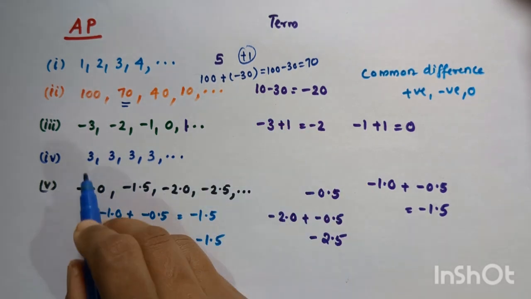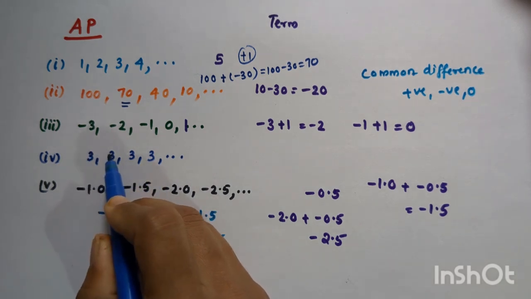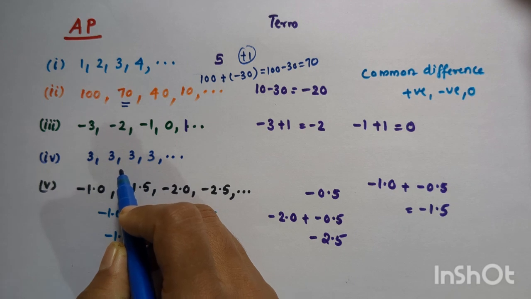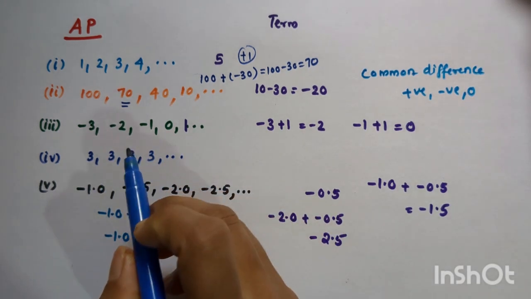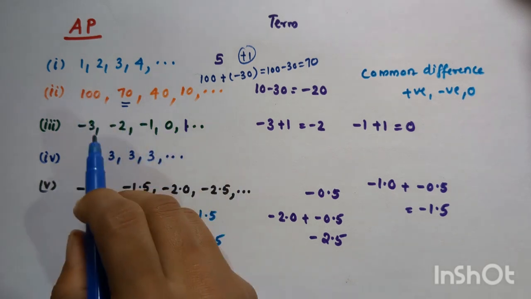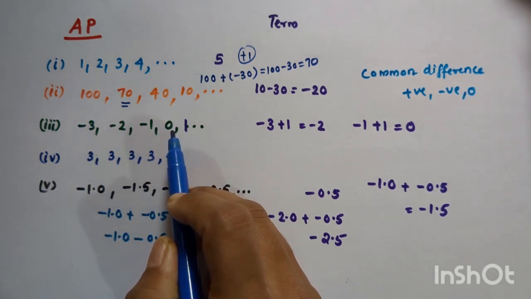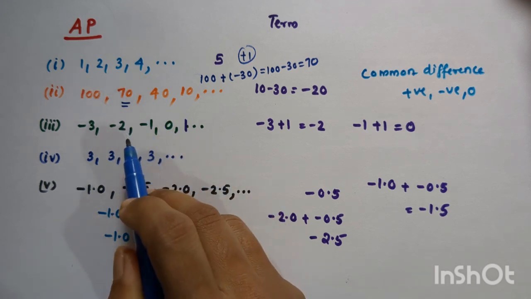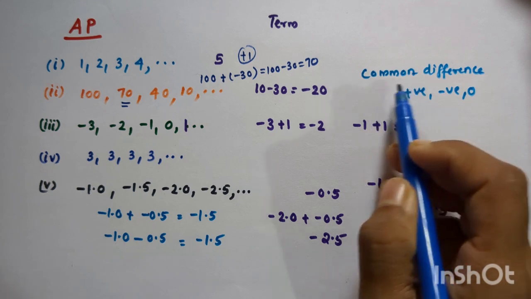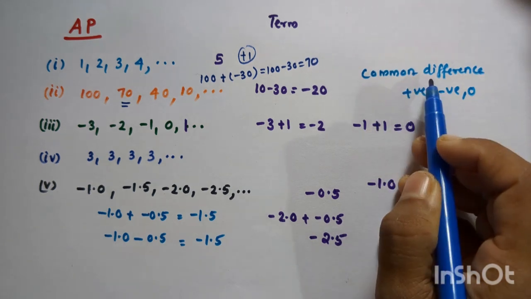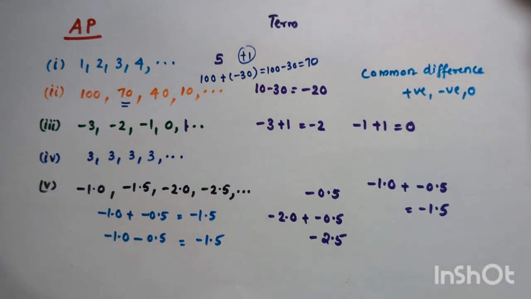Similarly, in the fourth list, 3, 3, 3, 3. Here it is like 3 plus 0 is 3, 3 plus 0 is 3. So here the common difference is 0. So you see, an arithmetic progression or AP is a list of numbers in which each term is obtained by adding a fixed number to the preceding term, except the first term. That fixed number is called the common difference of AP. That common difference can be positive, negative, or 0.